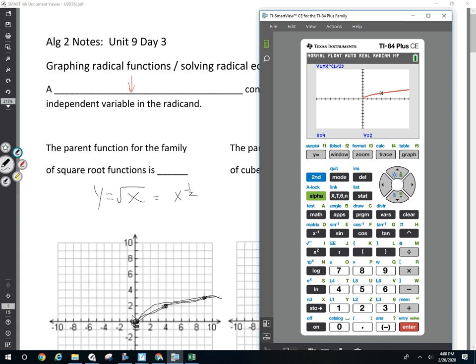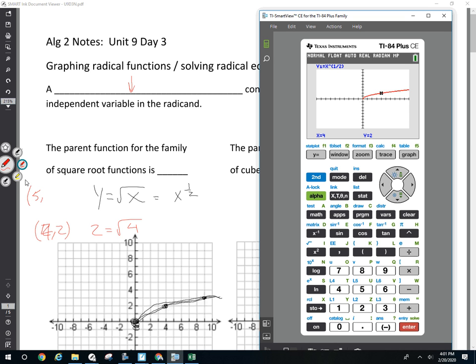Where do the points come from? I'm asking you, where does the point 4, 2 come from? Why do I know 4, 2 is a point on this graph? Because the square root of the x value 4 is 2. This is important. Where do points on graphs come from? It comes from the ordered pair that works in the equation. 4, 2. Plug in 4, you get 2, right?